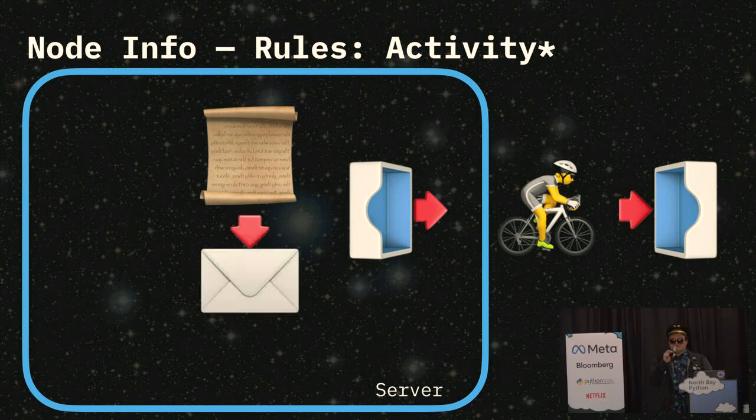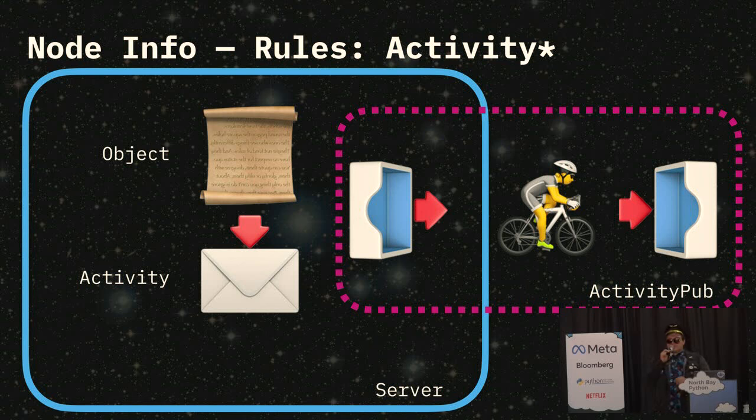Which means that you need to put it in some sort of envelope. I know we don't really use paper anymore. Bear with me. Hopefully you remember this from your classes. That letter that you're trying to send is the object, and the envelope is the activity. The activity is what wraps the object so that the bike messenger, in this case, knows what to do with it to move it from server to server and also how to display it on the remote server.